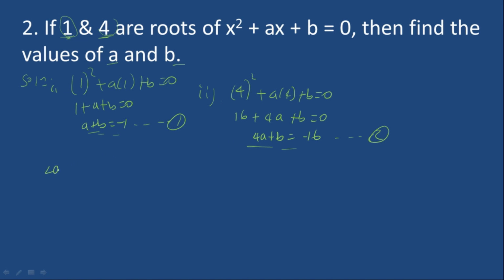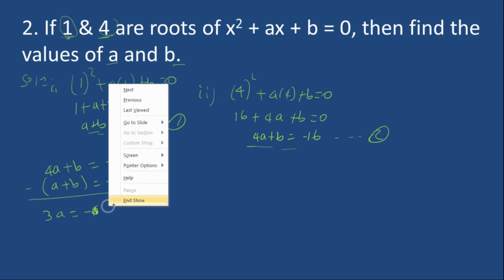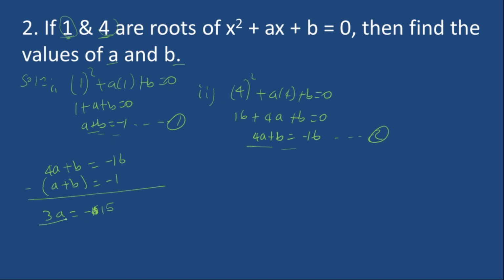This means 4a plus b is equal to minus 16, minus a plus b, which is equal to minus 1. 4a minus a is 3a. b minus b is 0. Minus 16 minus minus 1 becomes minus 15. So dividing both sides by 3, a is equal to minus 5. We get a.